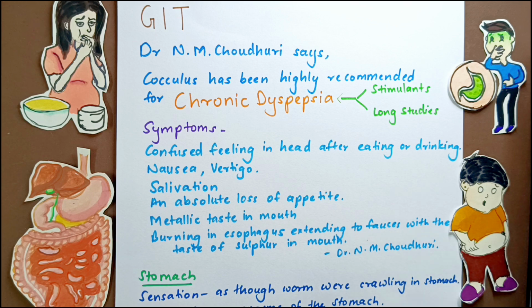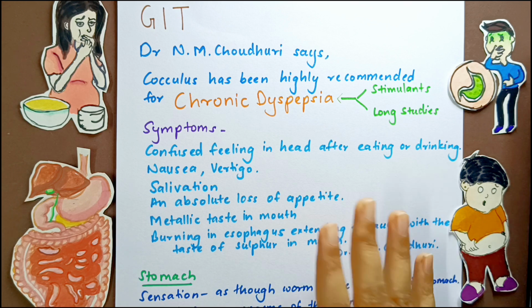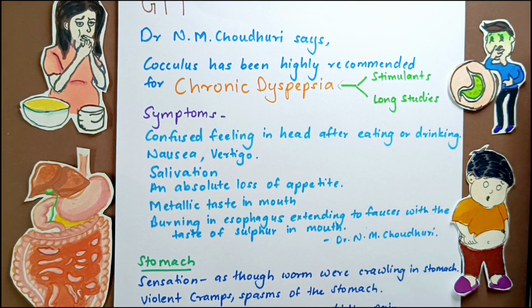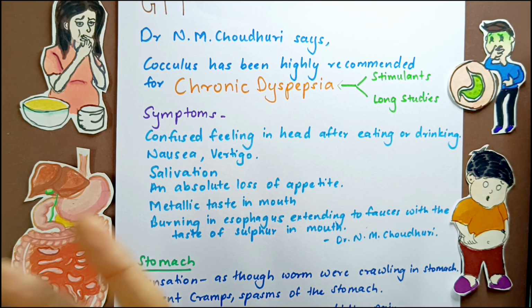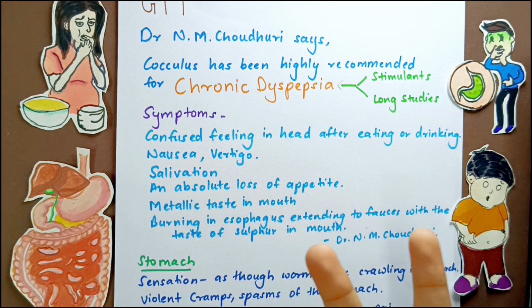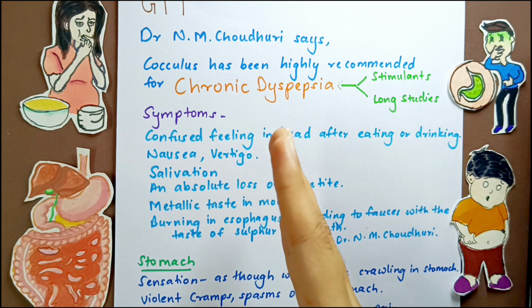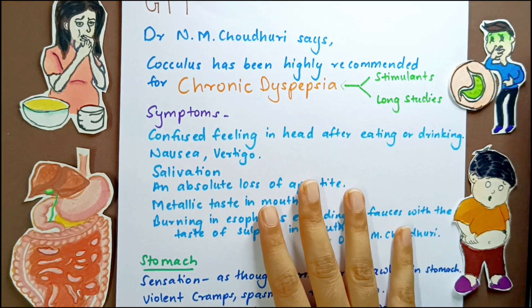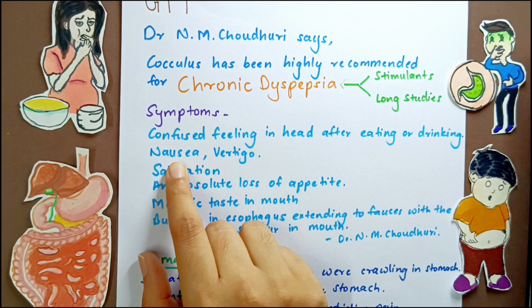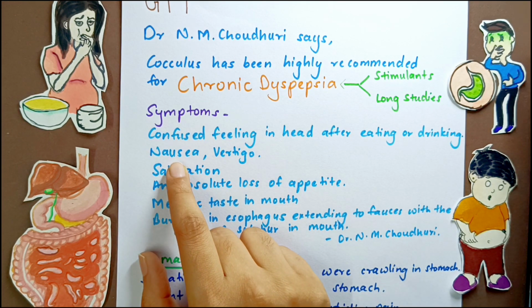What will be the symptoms in this dyspepsia and this acidity? They will have this confused feeling in the head after eating or drinking. So after having food they start feeling confused in the head. You see head related symptoms after food. Nausea, vertigo. And do you remember the nausea? When we were talking about the motion sickness, we also discussed the nausea of this remedy in great detail. The nausea of this remedy is actually when they even just think of food.